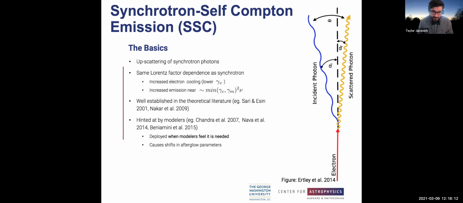But the other interesting thing is that it leads to increased electron cooling, which changes the spectrum in the X-ray and the UV band, which is important for the canonical afterglow regime. This has been well established in the theoretical literature. This isn't something that's wildly out of left field for afterglow modeling, but it's only really been hinted at and deployed when it's been needed. So if a modeler couldn't get synchrotron to work, they will then turn to Synchrotron-Self Compton cooling or emission. But again, it's important to include because it will change how the afterglow fit parameters end up falling out when you perform a fit on the model.